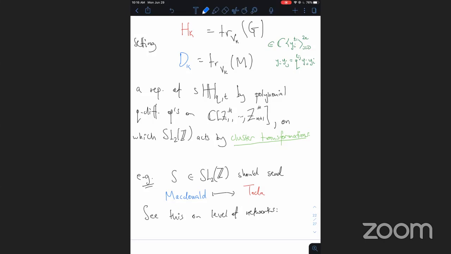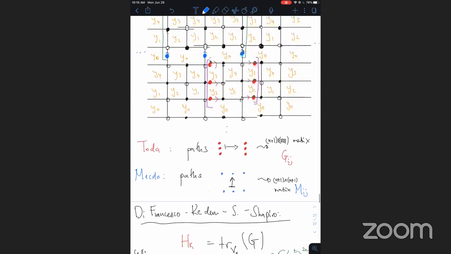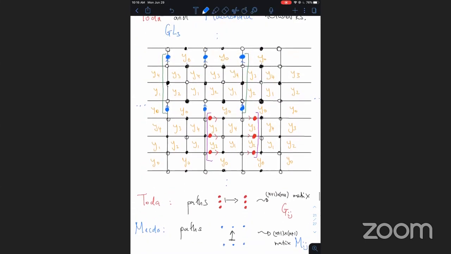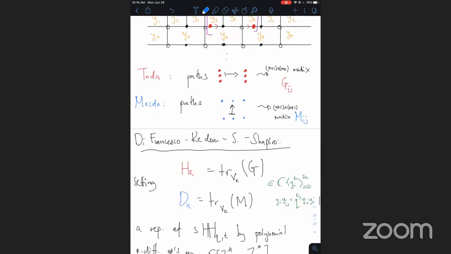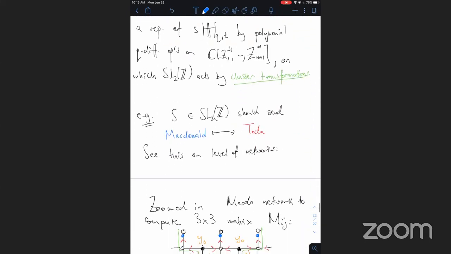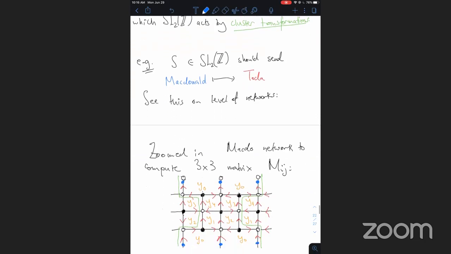And we want to derive this action of the S transformation on our polynomial representation by seeing it at the level of the networks. So we want to do a chain of local moves, in this case it could just be one, on the network, in order to transform this blue network we use to compute the Macdonald operators into this simpler red network we use to compute the Toda. So I'd like to illustrate how this works for SL3.